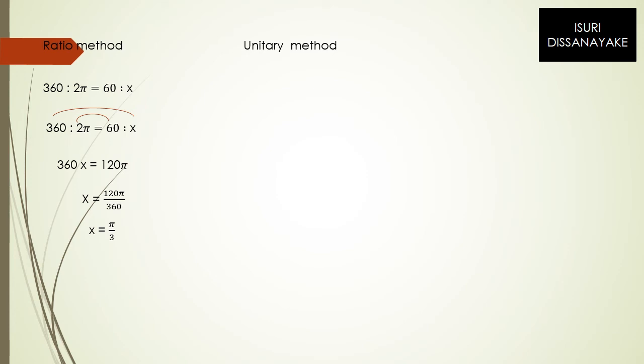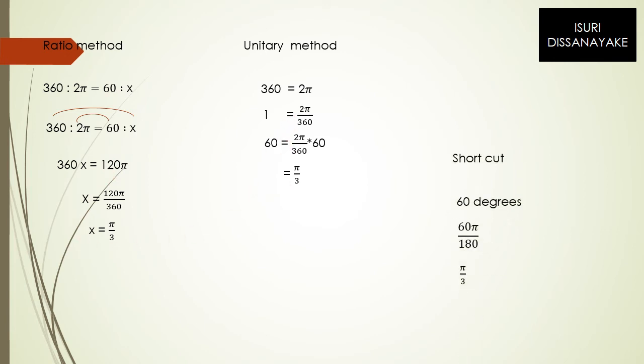Or you can use the unitary method. That means 360 degrees is always equal to 2 pi. Unitary means, so 1 degree, what do you do? 2 pi, you divide by 360. So you want to find out for 60 degrees, then 1 degree means 2 pi divided by 360. You multiply it by 60. So your answer is still pi by 3. Whether you use the ratio method or the unitary method, you still get the same answer.